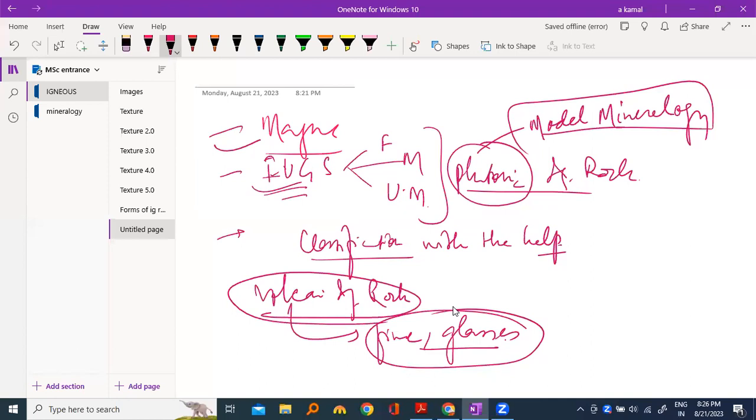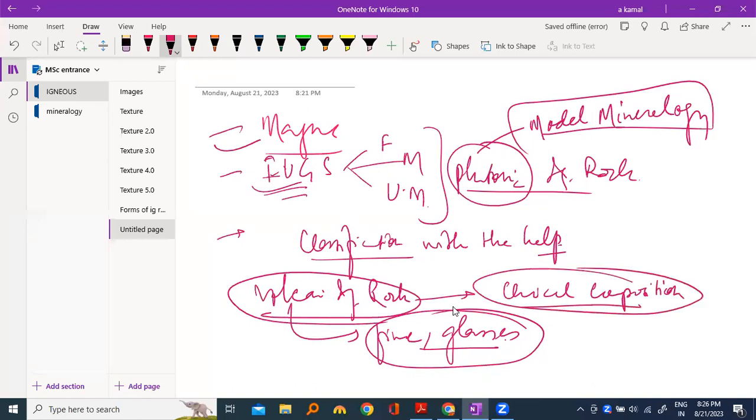So for the classification of volcanic igneous rock, we can't classify with the help of minerals, but we can classify with the help of chemical composition. Then this chemical composition will be converted into different components, and then it will be correlated with the minerals. Accordingly you can correlate these volcanic rocks with their chemical equivalent plutonic igneous rocks. So we can classify our volcanic igneous rock with the help of chemical composition.